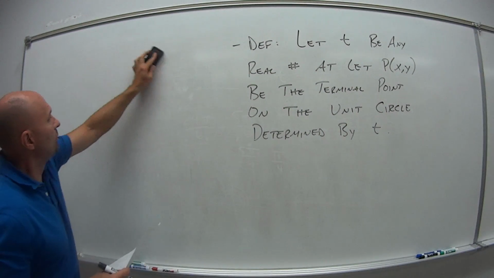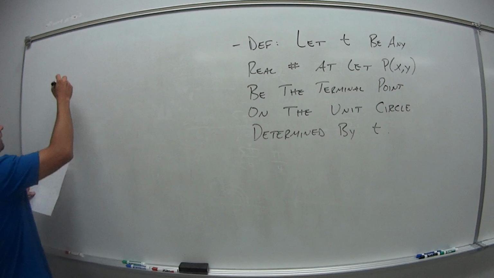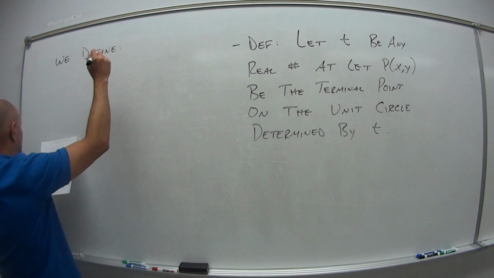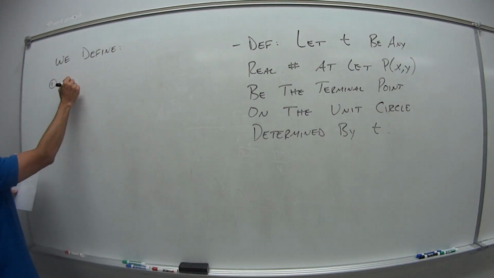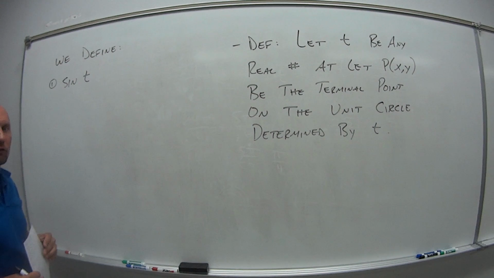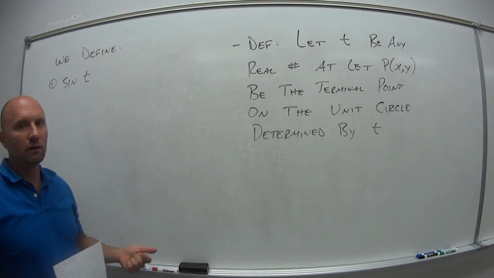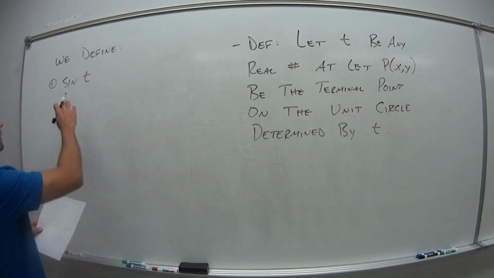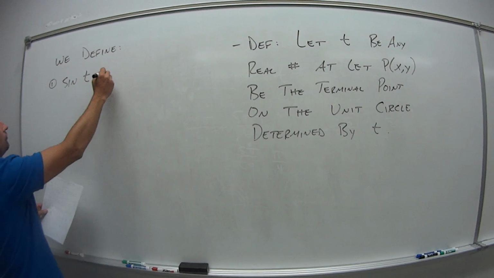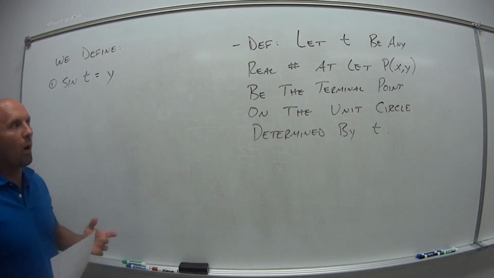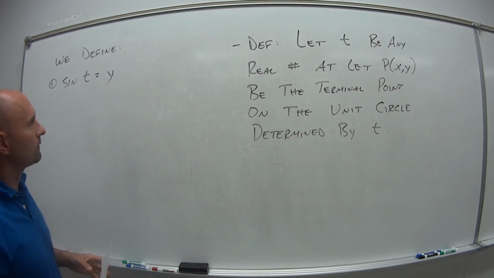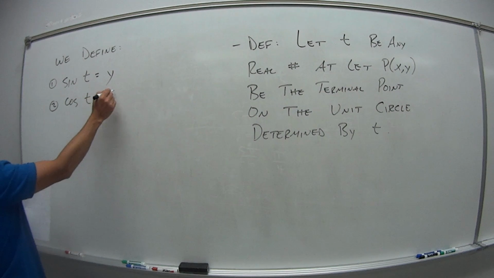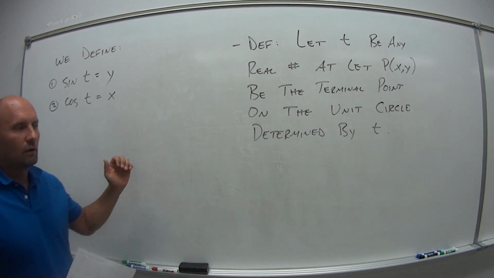So if we have that terminal point, if we have those values for x and y, then we have the following. We define sine of t. These are going to be our trig functions: sine, cosine, tangent, cosecant, secant, and cotangent. Sine of t is just whatever value of y that we had from that terminal point. Cosine of t is the x value.